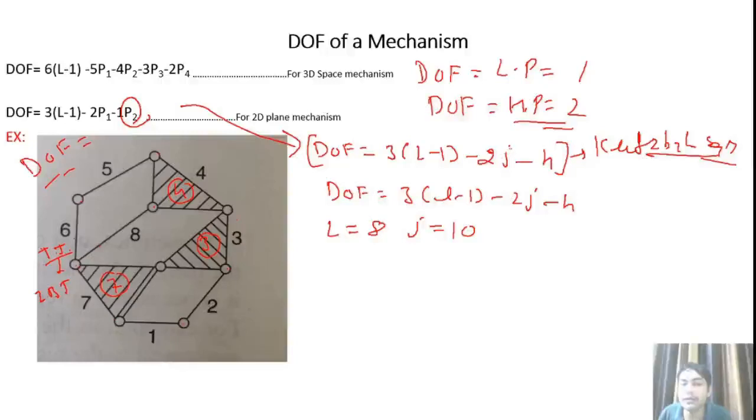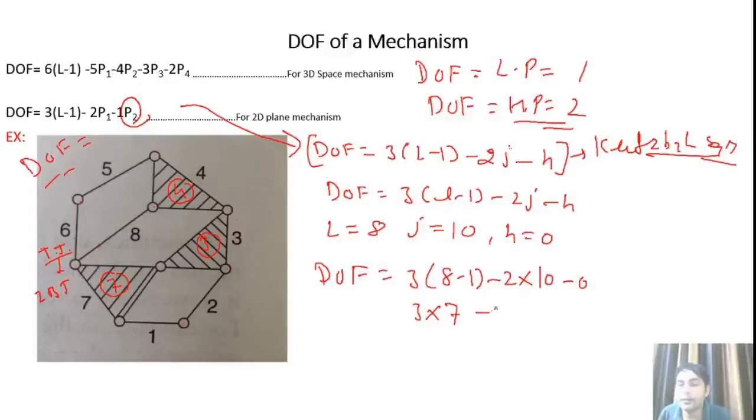Higher pair: there is no higher pair. Higher pair is equal to 0. Now what is the degree of freedom? Degree of freedom is equal to 3 into (8 minus 1) minus 2 into 10 minus 0, which is 3 multiplied by 7, minus 20, is 21 minus 20. So the degree of freedom is equal to 1.